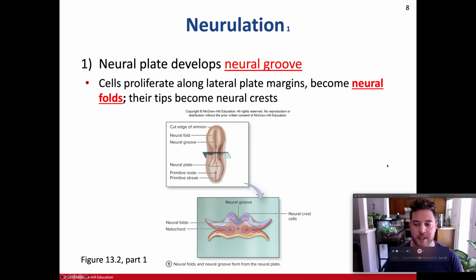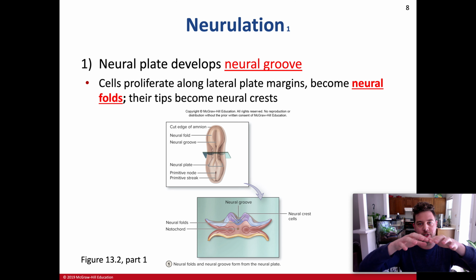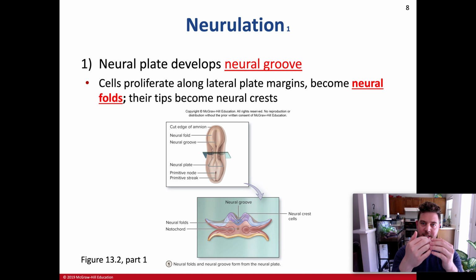So now let's look at that process in a little bit more detail. The neural plate develops its neural groove. Cells proliferate along the lateral plate margins, and they start to come up and form the neural folds, and their tips become the neural crests. As you can see here, your notochord again is that central axis dividing organization.